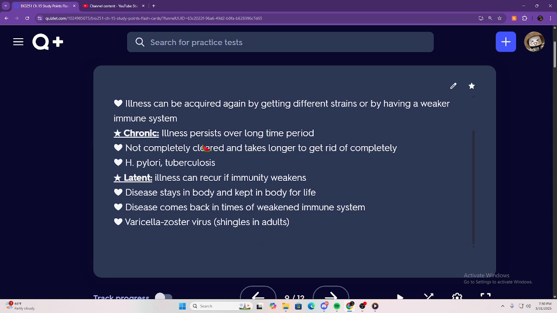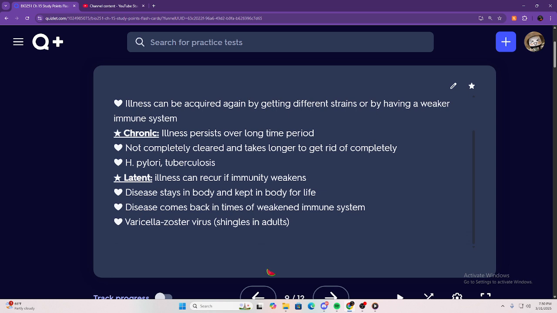Chronic is an illness that persists over a long time, so not completely cleared. The viruses or the bacteria or the illness is not completely cleared and takes a long time to get rid of completely. And think about H. pylori or tuberculosis.